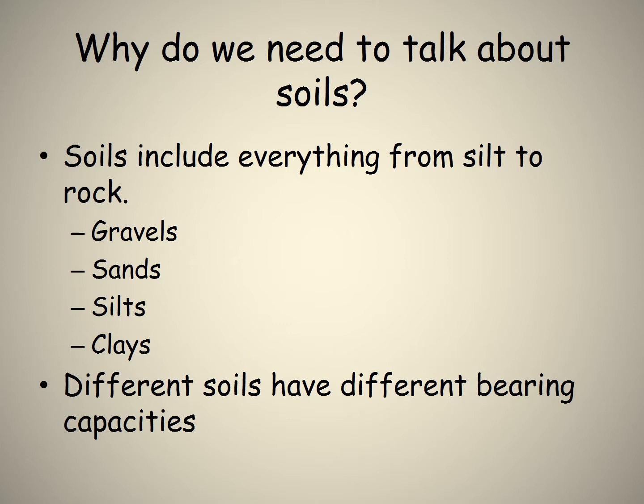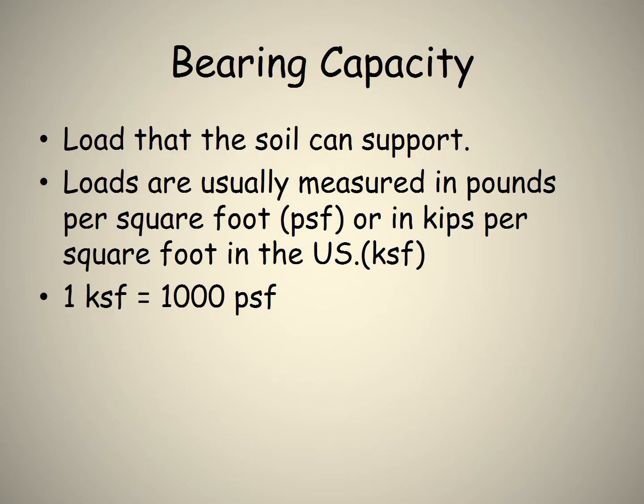And each unique combination, along with other variables such as water, gives that soil a specific bearing capacity. So, what is bearing capacity? Bearing capacity is the load that the soil can support. Loads are usually measured in pounds per square foot or in kips per square foot. And a kip is 1,000 pounds per square foot.